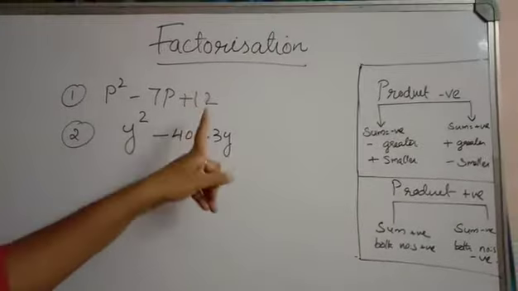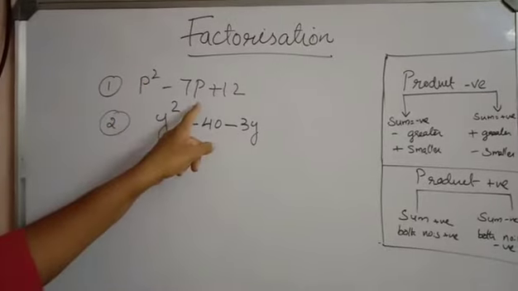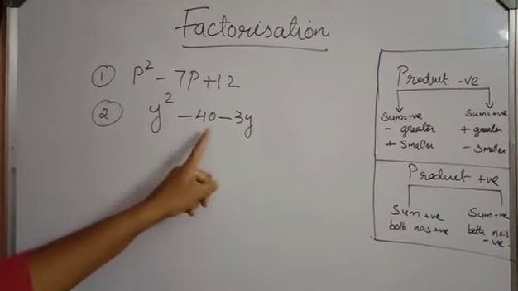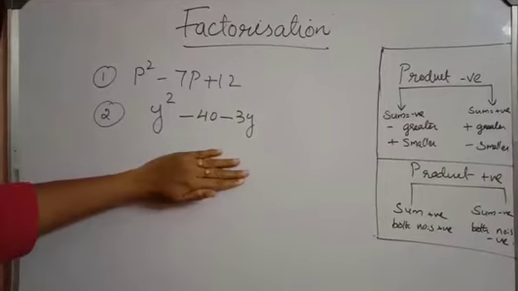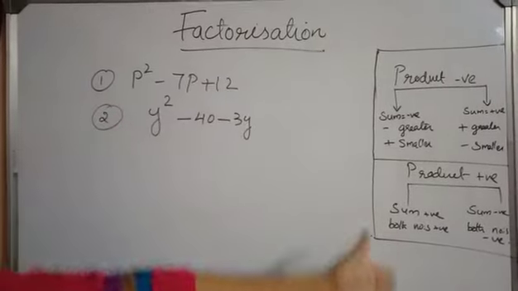Now, these two questions are for you. It's p square minus 7p plus 12 and y square minus 40 minus 3y. Solve it and let me know the answer. Remember the rules when you solve.